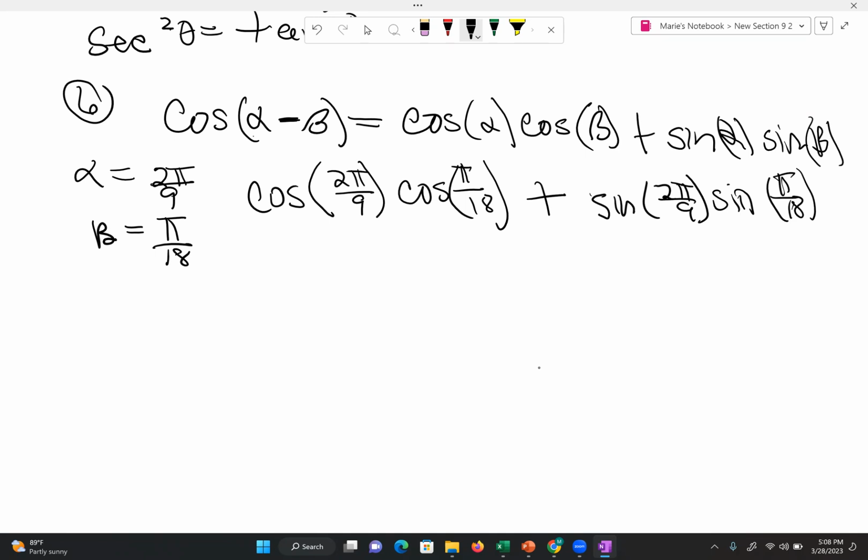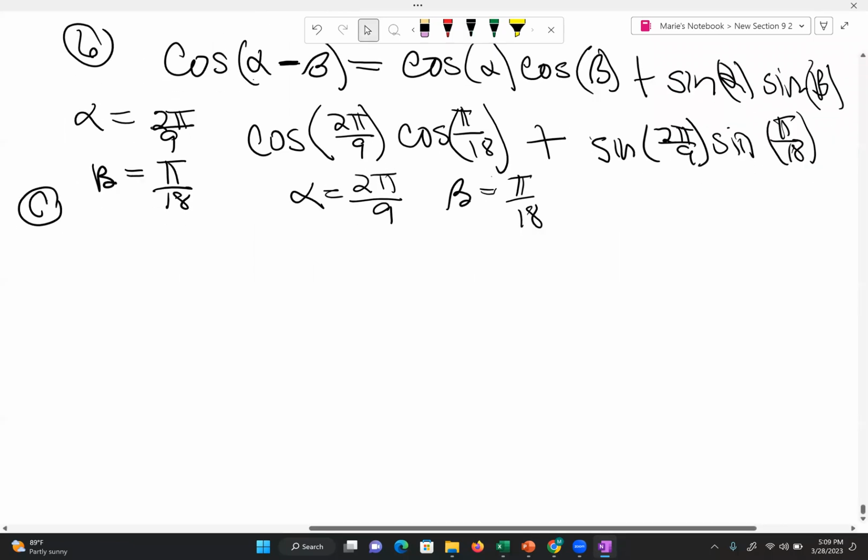Okay. So in our case, it's as simple as, let's take a look at our sheet, and they're giving us alpha. Oh, so we're just identifying alpha is 2 pi over 9, and that beta is equivalent to pi over 18. They don't even ask us to do anything really. So this is answer choice C for number 6. Okay, that's not too bad.